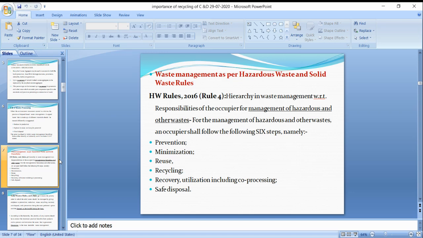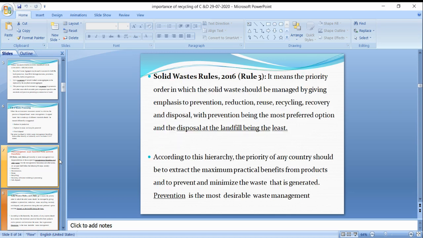It should be prevented at the production itself. If that is not possible, it should be minimized. If it is there, then we have to think about reuse and the recycling process. And at last, safe disposal is the most important. So these are the rules we have to follow. So solid waste rules are there.